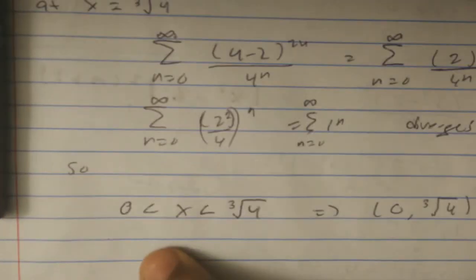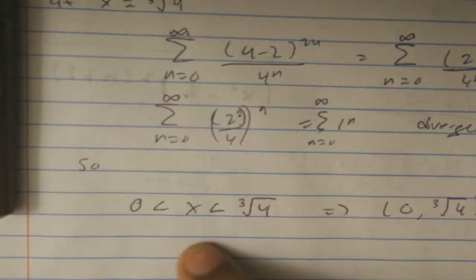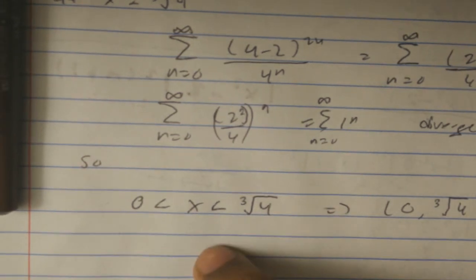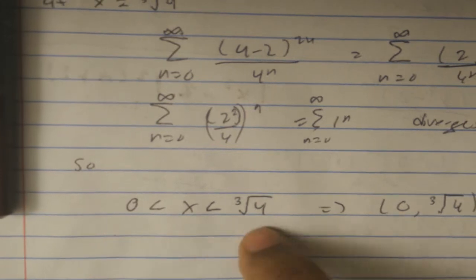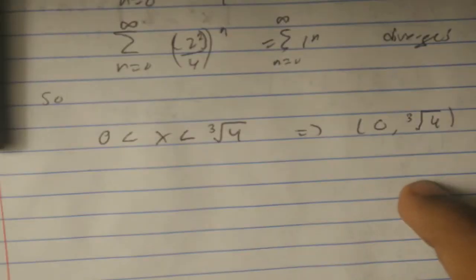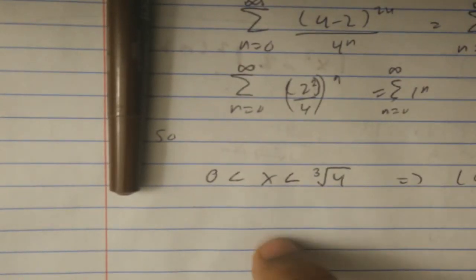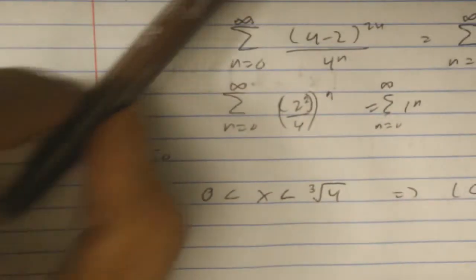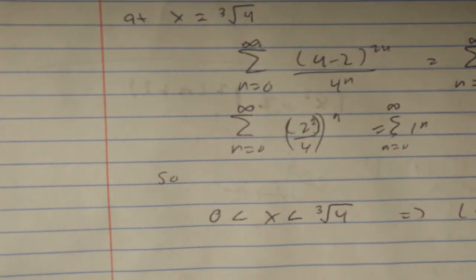So your final answer would be x is between 0 and the cube root of 4. And this will be your interval, basically. They're open intervals. This is how it's going to look on the answer choice, I guess. All right, so it's not too bad either. Pretty simple. I guess that's it.